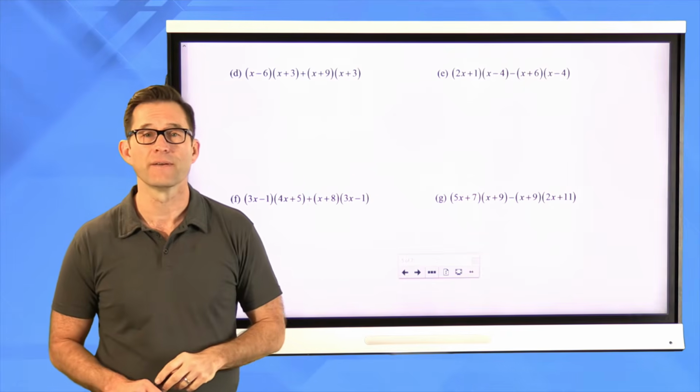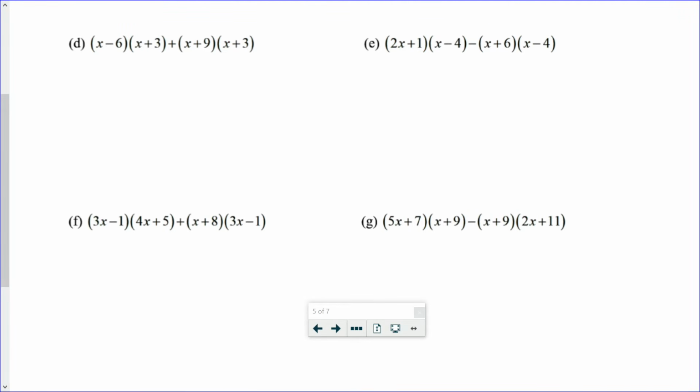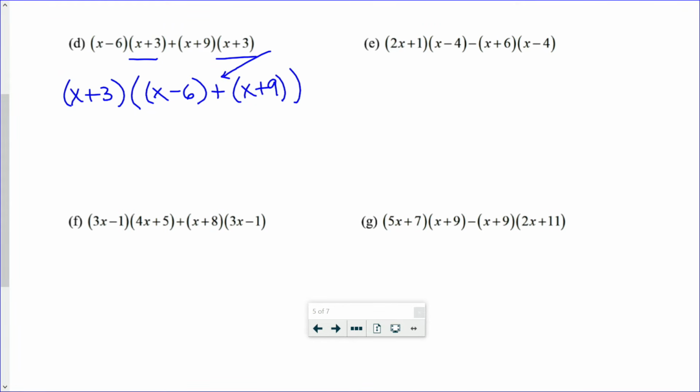So letter D, let's take a look. I've got x minus 6 times x plus 3, plus x plus 9 times x plus 3. Awesome, right? So what I've got with my common factor is x plus 3. I can write that down. And what is x plus 3 multiplying? Well, it's multiplying x minus 6 plus x plus 9. Now, due to the fact that what we're doing here is addition, and addition is associative, there is no need for those parentheses inside of that larger parentheses, right? I can just look at it like this. Again, addition is associative. Those really aren't needed.